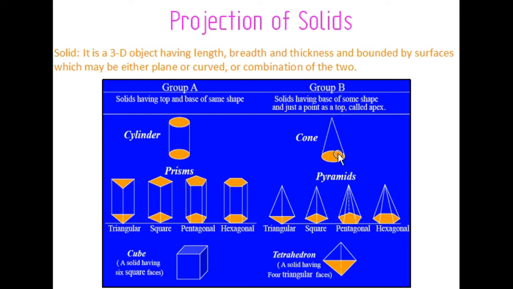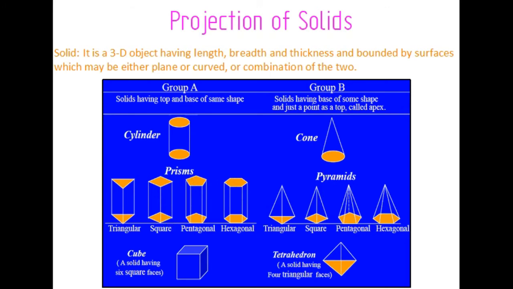Next, coming to the group B category, an example is pyramids. Pyramids are solids having a base of some shape and just a point as the top, called the apex. You can see here, for a cone it has a circular base, and for a triangular pyramid it has a triangle. For a square pyramid it is square, pentagonal pyramid it is pentagonal, hexagonal pyramid it is hexagonal. But for all of them there is an apex point. To the apex point all the corners are connected. Right, I think you have understood the difference between the prisms and the pyramids.